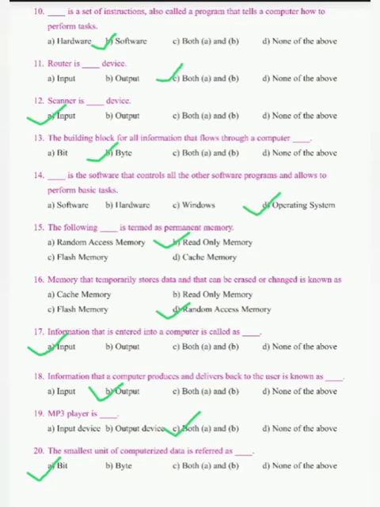The smallest unit of computerized data is referred to as dash. A. Bit. B. Byte. C. Both A and B. D. None of the above. Answer: Bit.